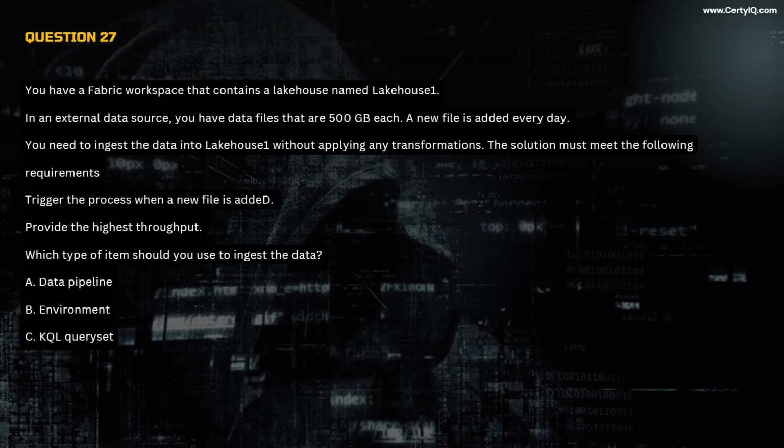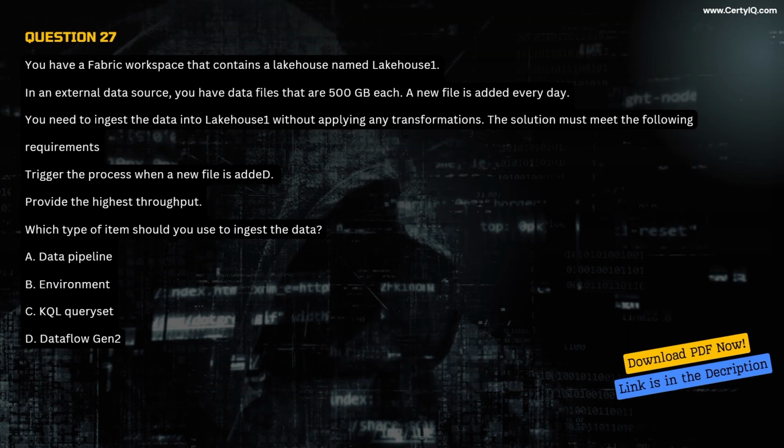Question 27. You have a Fabric workspace that contains a lakehouse named Lakehouse 1. In an external data source, you have data files that are 500 gigabytes each. A new file is added every day. You need to ingest the data into Lakehouse 1 without applying any transformations. The solution must meet the following requirements. Trigger the process when a new file is added. Provide the highest throughput. Which type of item should you use to ingest the data?